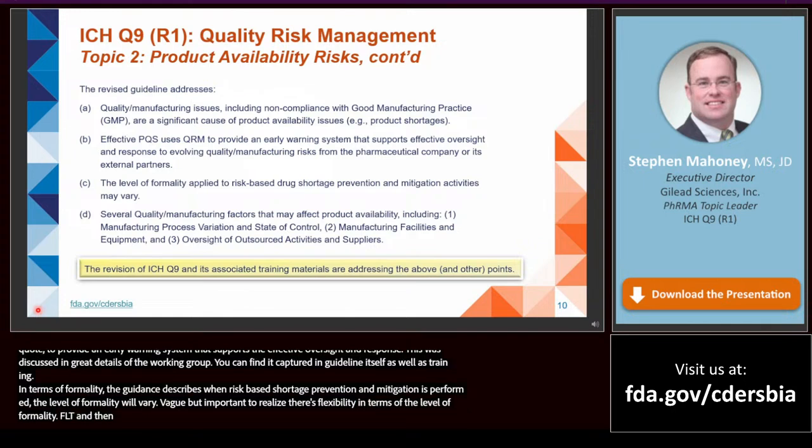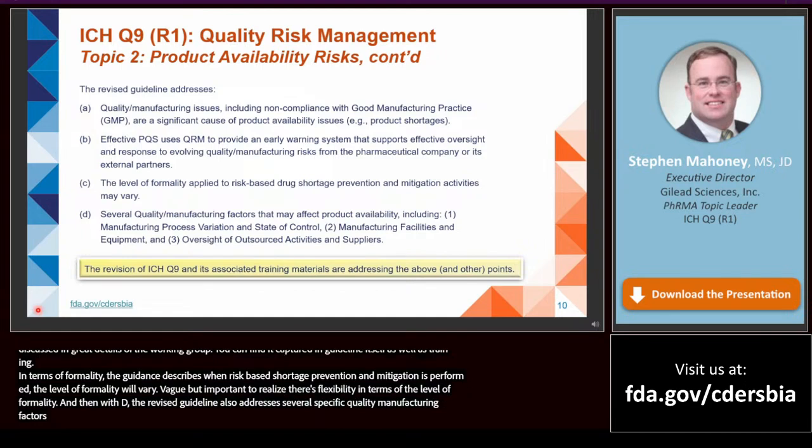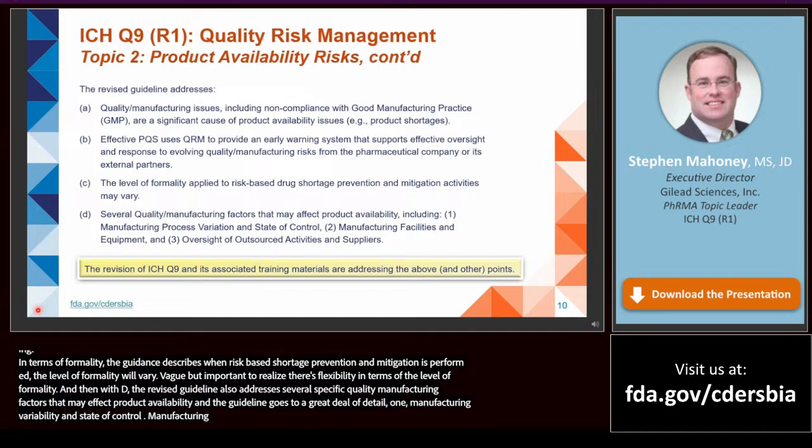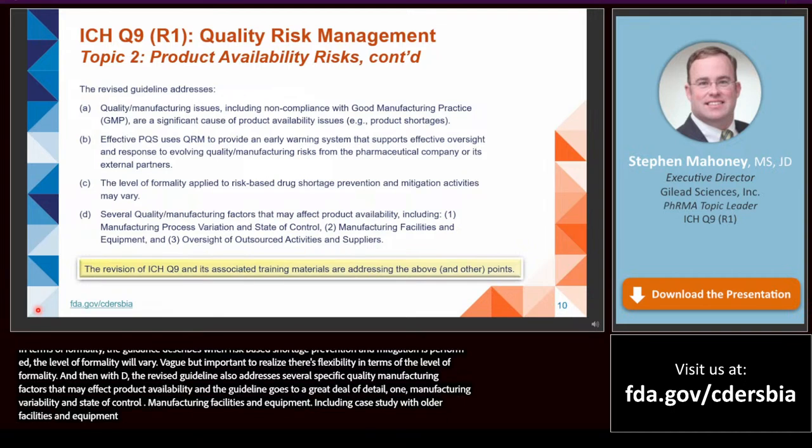And then in D, the revised guideline also addresses several specific quality manufacturing factors that may affect product availability. And the guideline goes into a great deal of detail here. On 1, manufacturing process variability and state of control. 2, manufacturing facilities and equipment, including, I believe, a case study involving older facilities and older equipment. And then 3, the oversight of outsourced activities and suppliers.